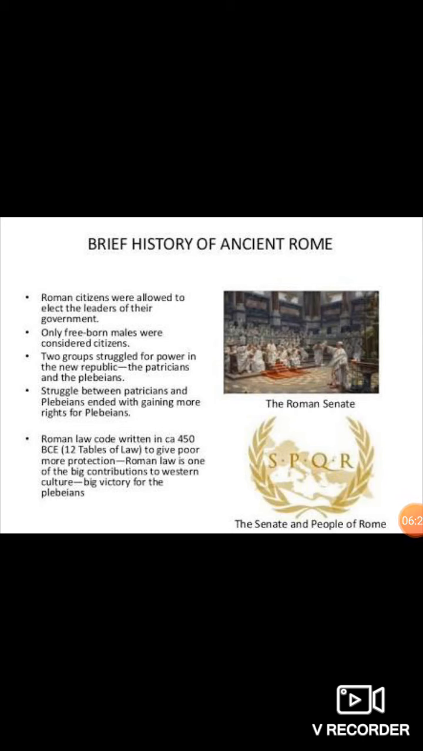Roman citizens were allowed to elect the leaders of their government. Only free-born males were considered citizens. Two groups, that is, the patricians and the plebeians, struggled for power in the republic. The struggle between patricians and plebeians ended with the plebeians gaining more rights. The Roman law code was written in circa 450 BCE on 12 tables of law to give the poor more protection. Roman law is one of the big contributions to Western culture, and a big victory for the plebeians.